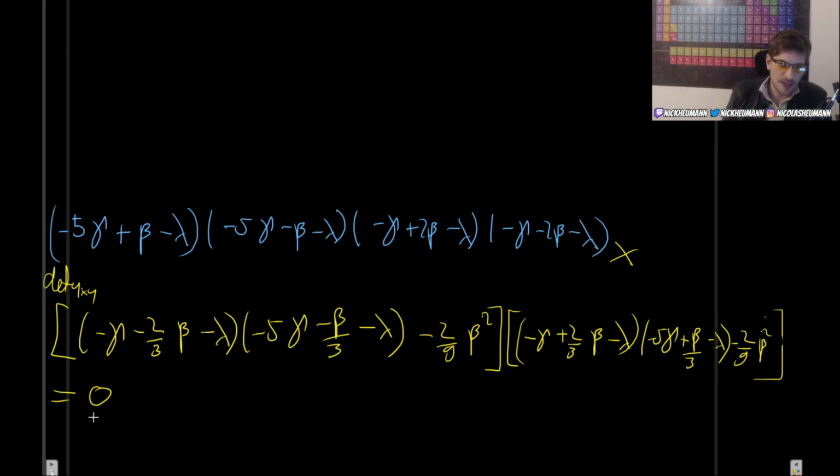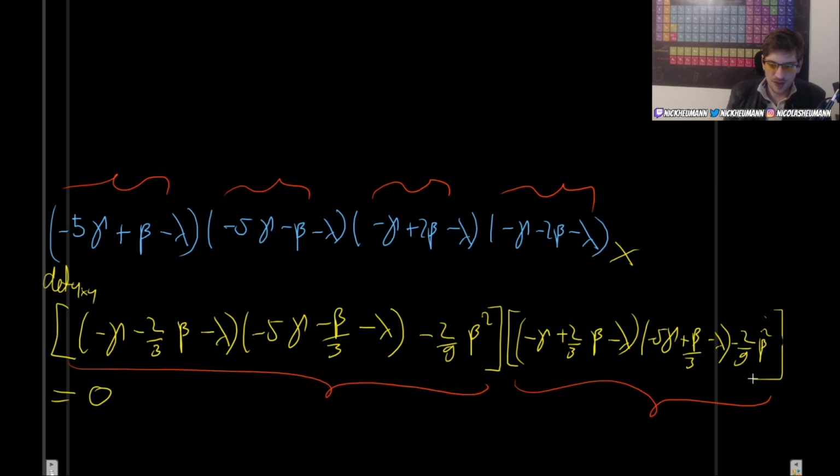So if you want it all to be 0, then one of these factors has to be 0. So we have to take each one of these cases separately. So lambda 1, for example, for this part, would be simply minus 5 gamma plus beta. There we go, that's the first value. Then we have lambda 2, which would be minus 5 gamma minus beta. There we go. We have considered both of these.